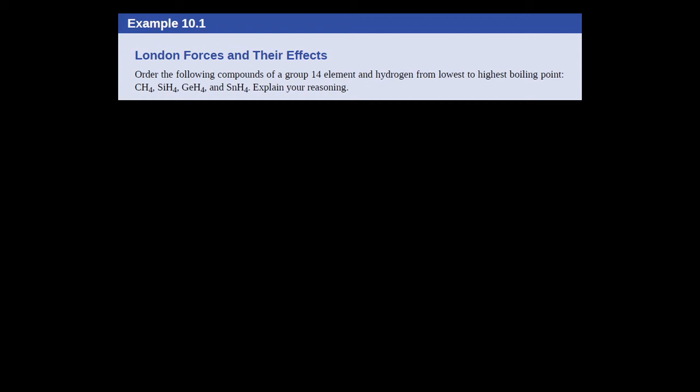In the last video, we finished up this question, which was asking us to determine the relative boiling points of these four molecules. What we figured out was that the larger molecules, like the tin hydride, would have higher boiling points than the smaller molecules, like methane.